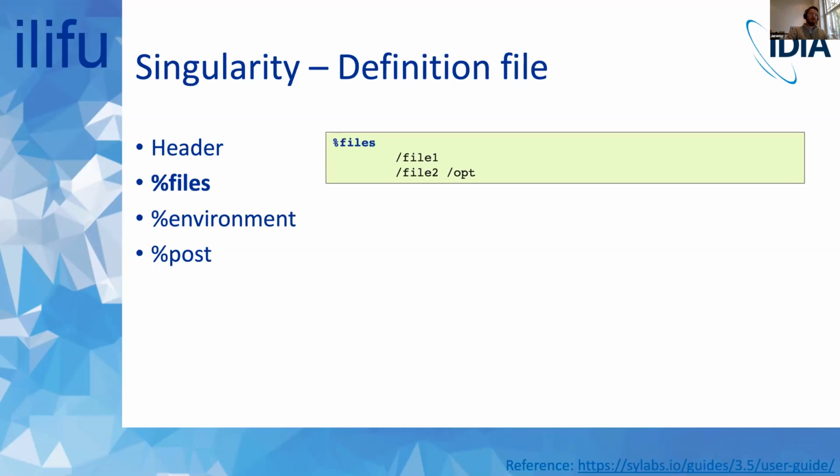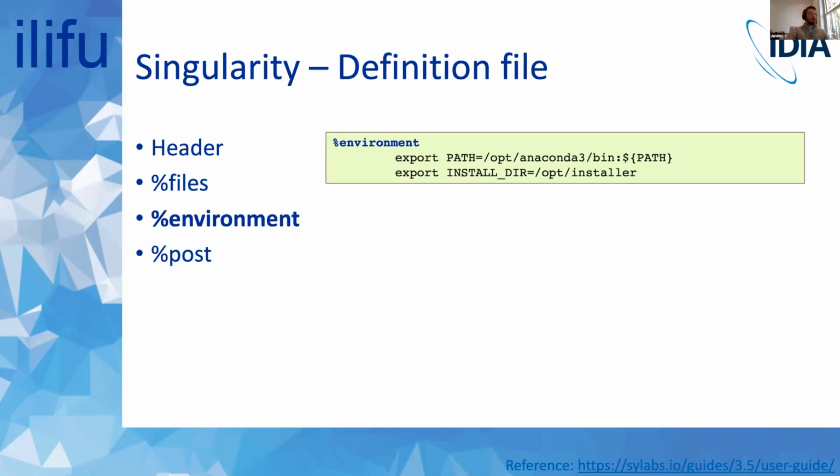The first file example just shows where the source and destination are the same: the source of the file and where you want to copy it to in the container. The second file example is where you want to copy file 2 from your base operating system directory structure into /opt inside the container. So the source and the destination are different in the second example.